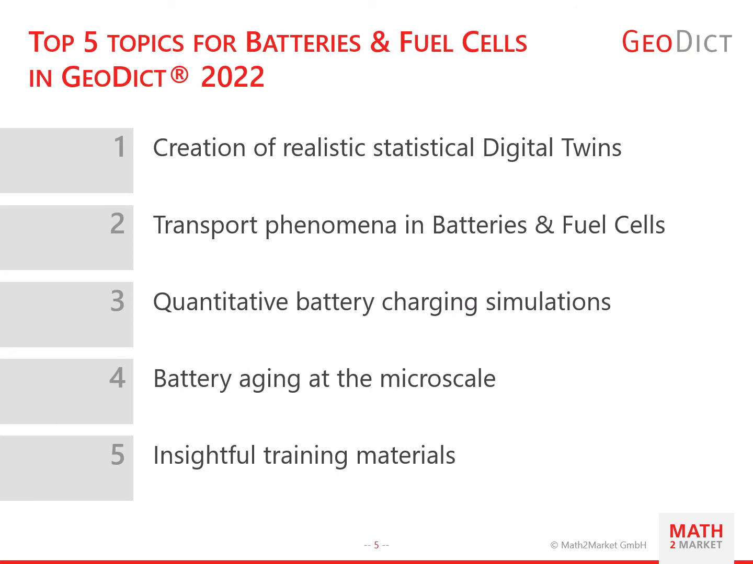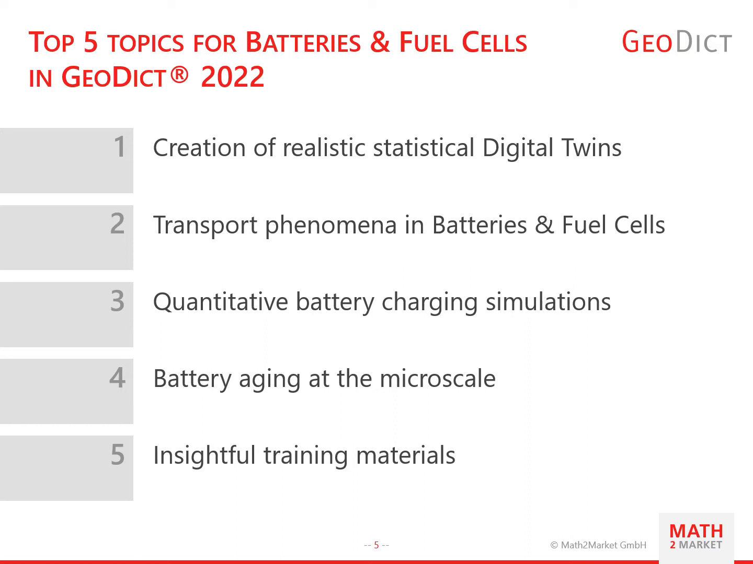Which are the most important steps we need to take to tackle transport properties on the microscale, like the tortuosity, the porosity, diffusivity, and so on, which do determine the performance on the larger scale in the end? Well, first I would like to show you the creation of an artificially created representation of the microstructure of a real battery or fuel cell material, a so-called statistical digital twin.